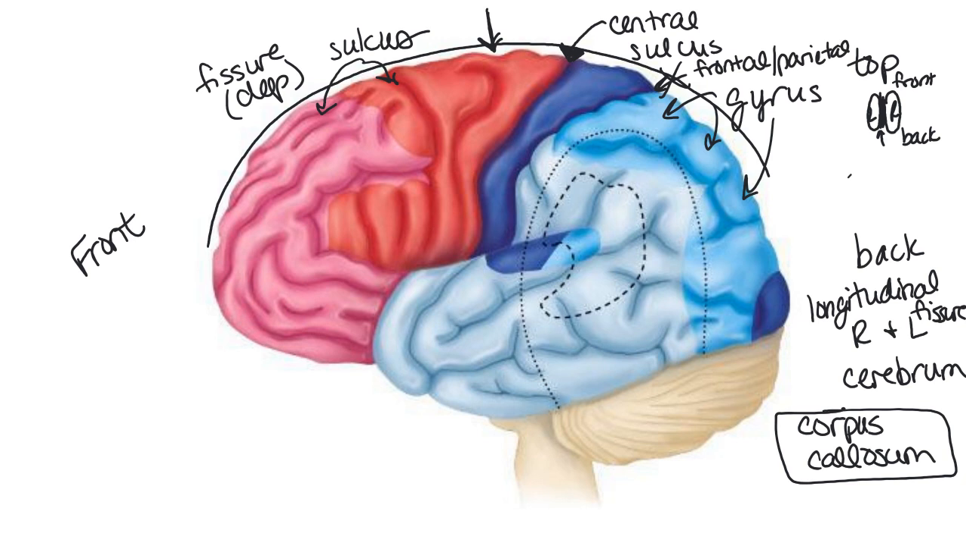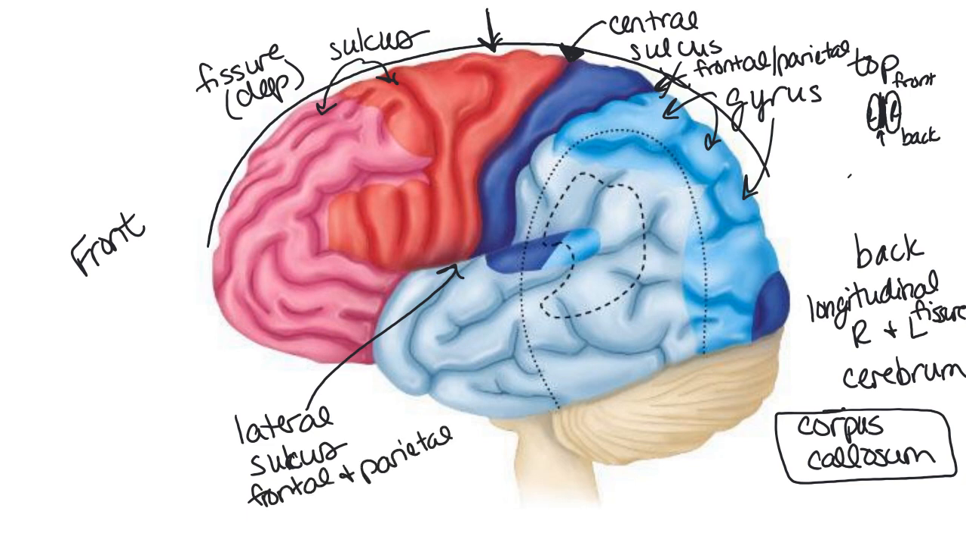The lateral sulcus is right here. Again, hopefully we already labeled this. The lateral sulcus is dividing, if we look at our lobes here, right? It's dividing the frontal and the parietal from the temporal lobe. So it's not dividing frontal and parietal. It's not separating those two. It's separating the frontal and parietal lobes from the temporal lobe there.